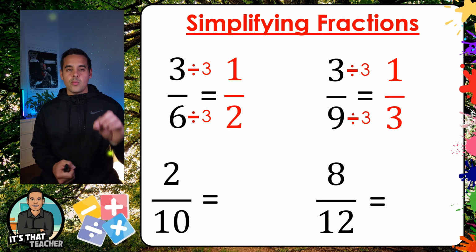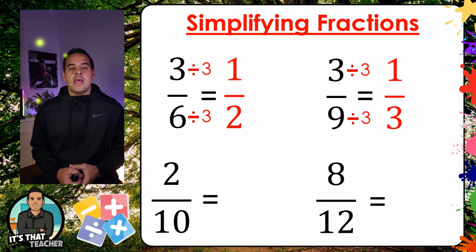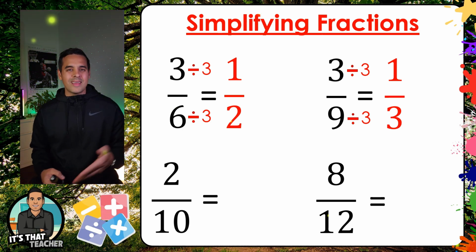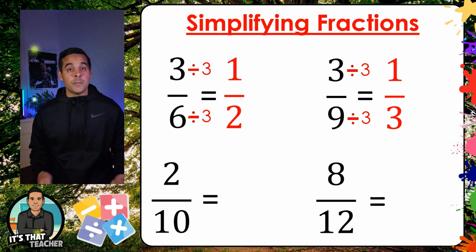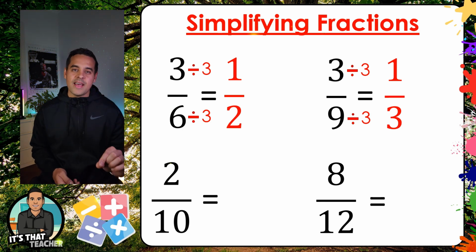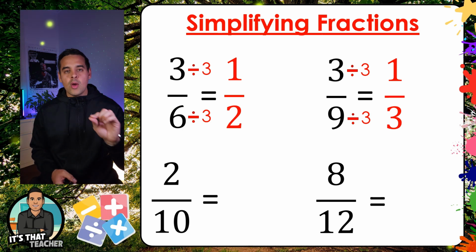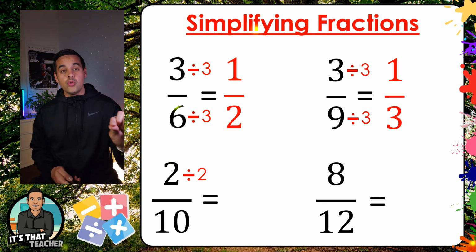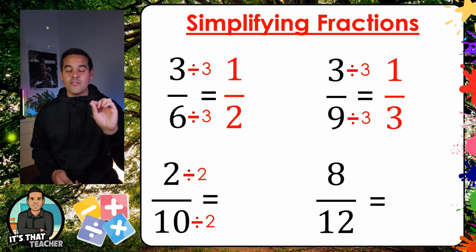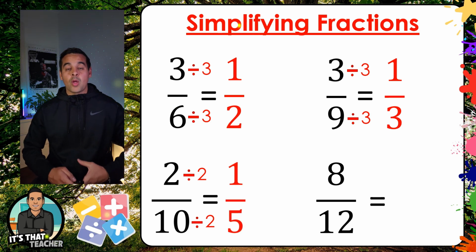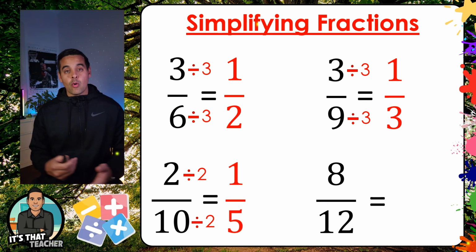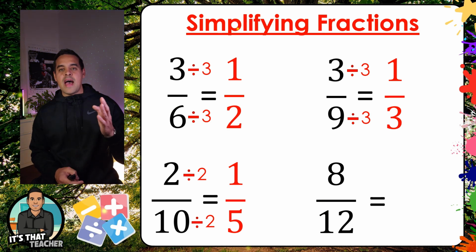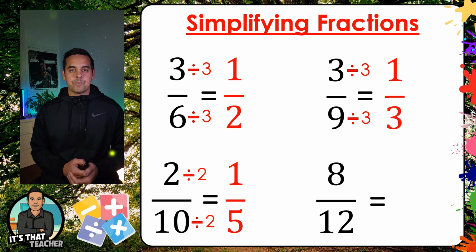The next question, we have 2/10. Now, remember, try the 2 because you've only got 1 or 2. It can't be 1, so it has to be 2. So the highest common factor that the 2 and the 10 share is going to be 2. So 2 divided by 2 and 10 divided by 2 gives you 1/5. Finally, our last question, we have 8/12, okay?